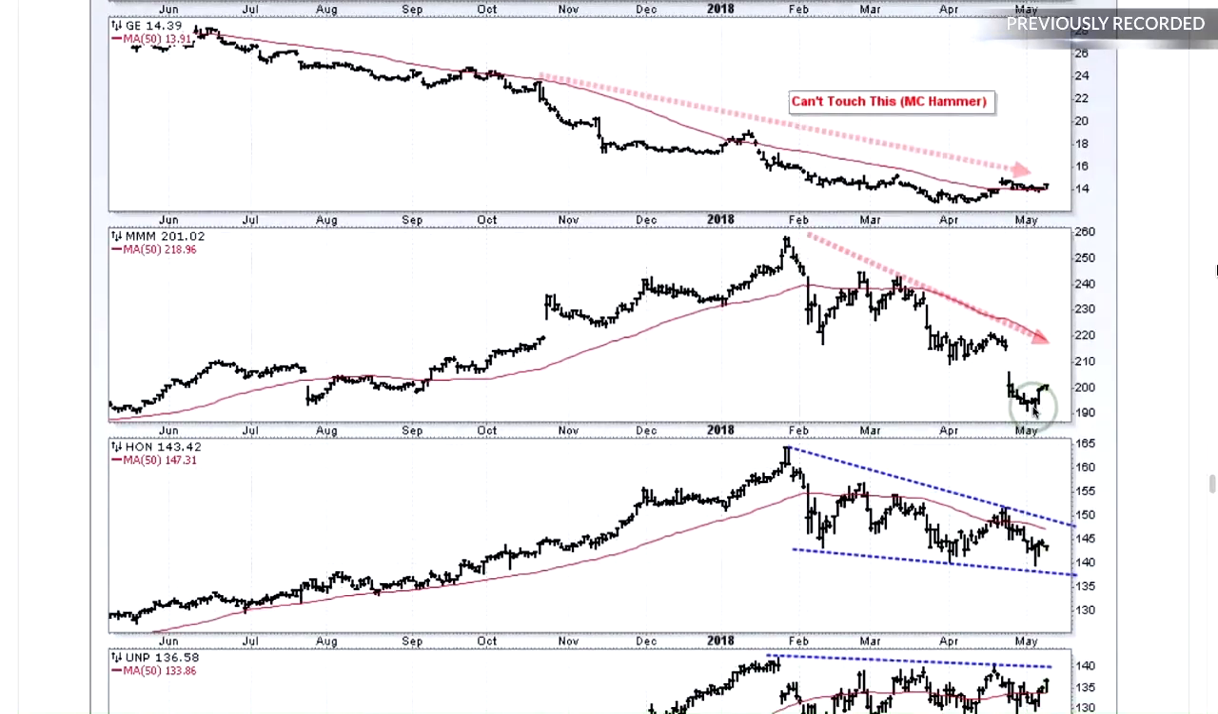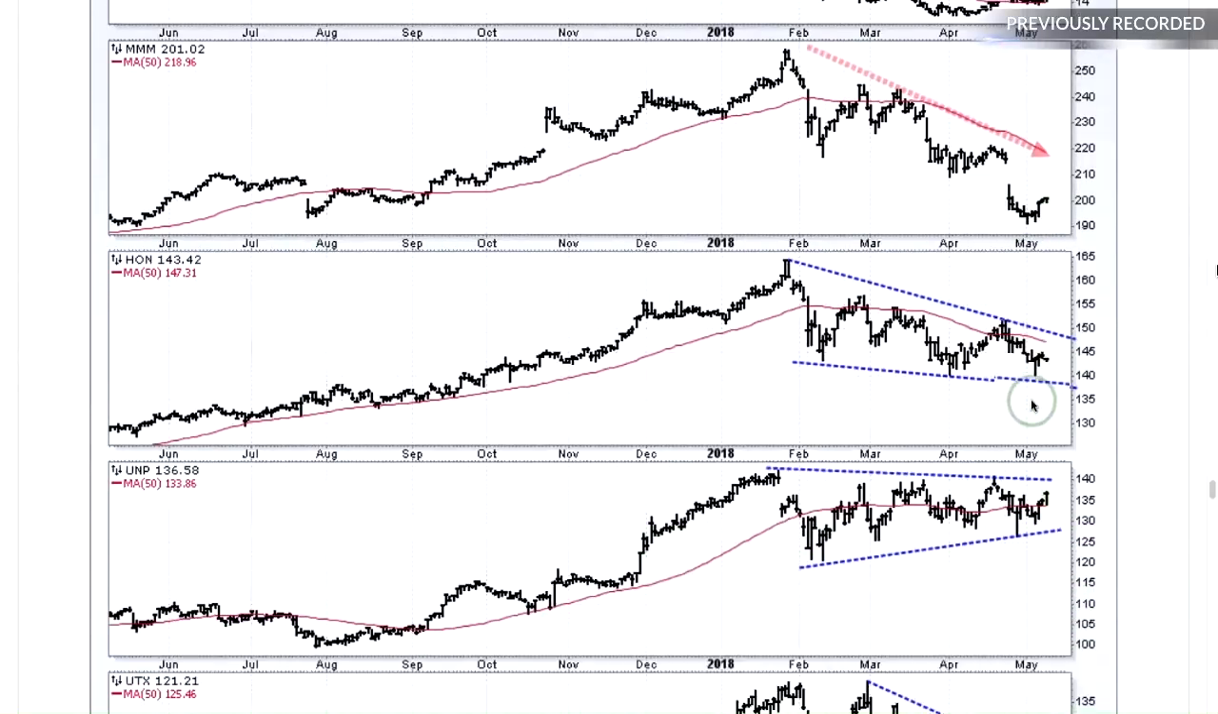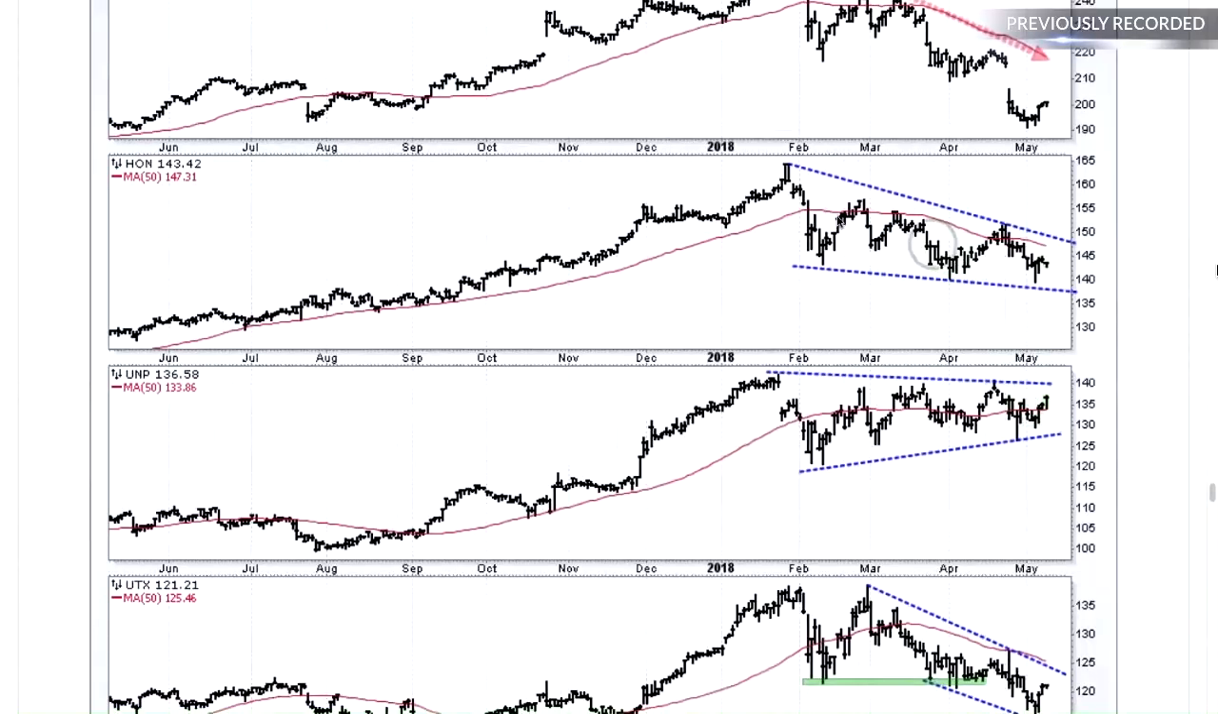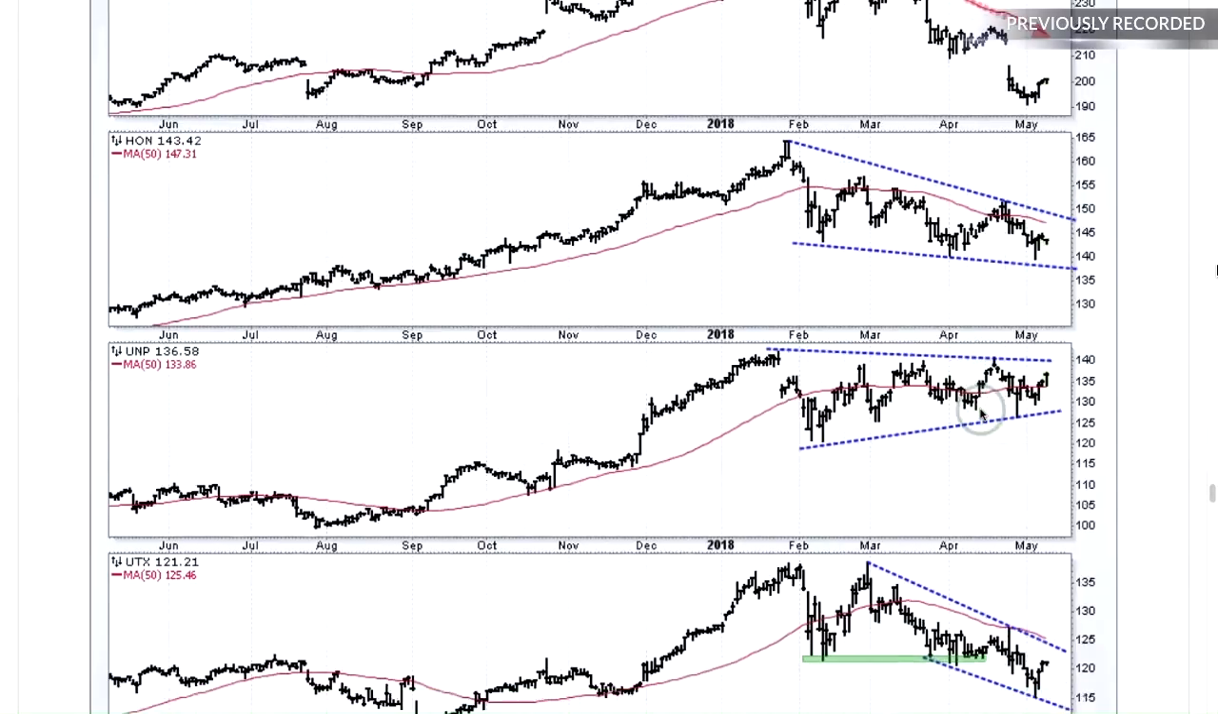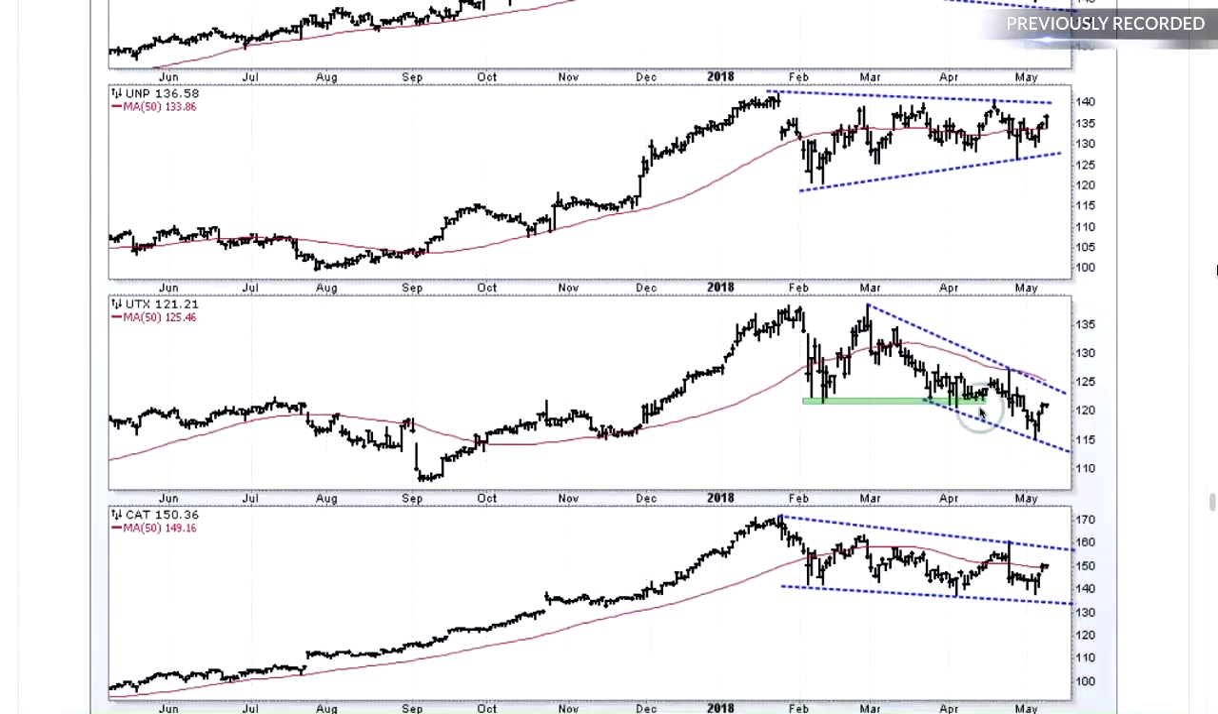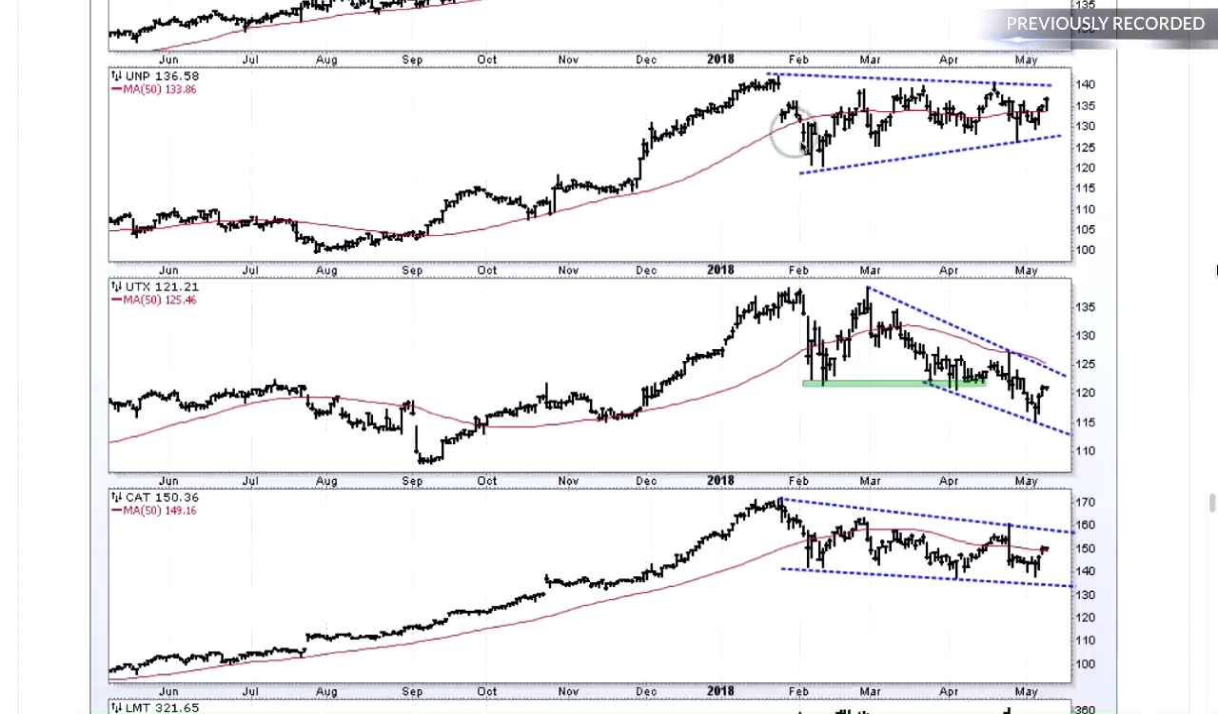3M, yeah, it's oversold, but it's broke below this July low. It's one of the weaker charts. Honeywell looks a little bit better because this could be a correction, a corrective wedge. Need to get above that April high here. UNP, the railroad, looks better. It's one of the better looking charts because you got a higher low here and a triangle. So it looks like it's poised to break out.